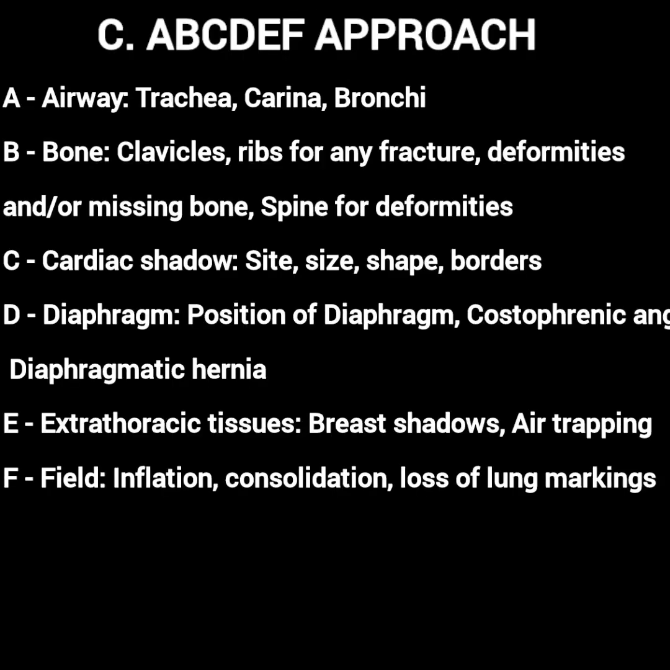A, Airway: check the trachea position, the carina, the bronchi. B, Bone: check the clavicles, the ribs for any fracture, deformities, and or missing bone, and the spine for any deformities. C, Cardiac shadow: check for the size, the shape, and the borders. D, Diaphragm: check for the diaphragm position, whether there is any diaphragmatic elevation or diaphragmatic flattening. Also check the costophrenic angles for any costophrenic blunting or deep sulcus sign, and also check for any diaphragmatic hernia.